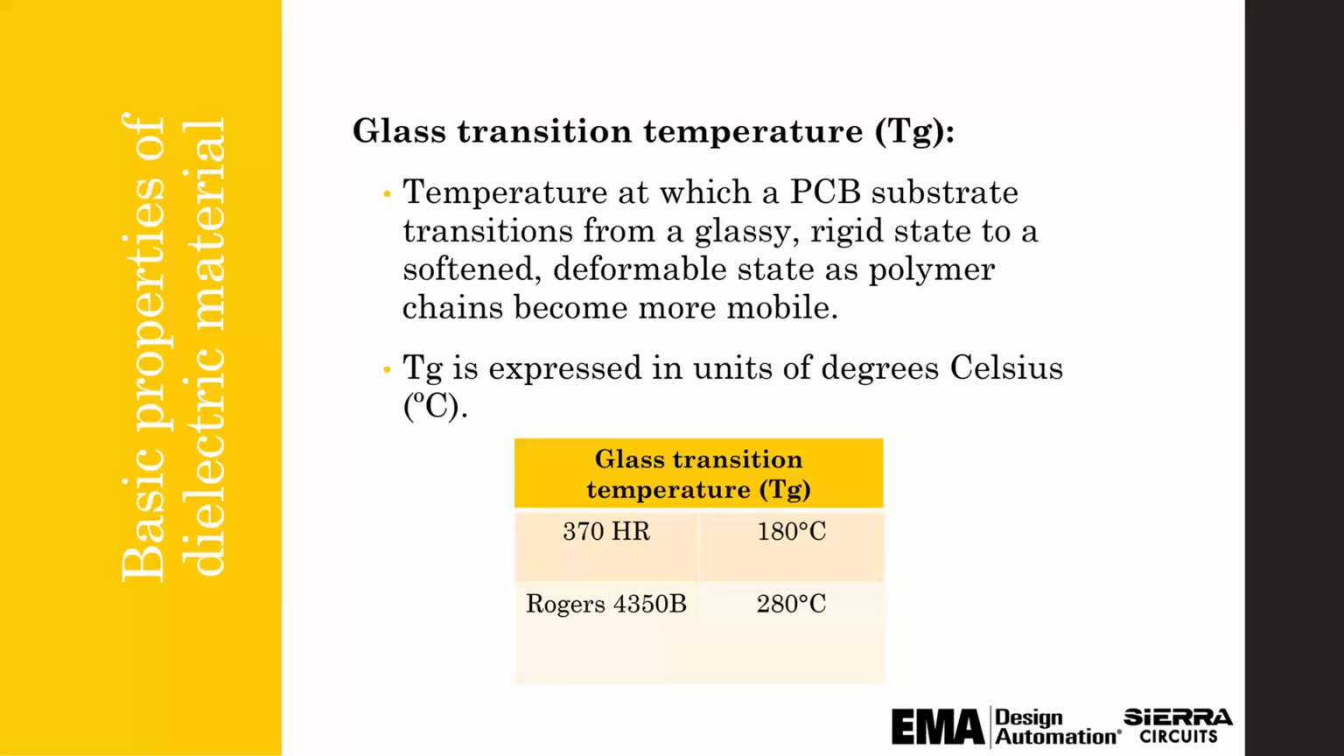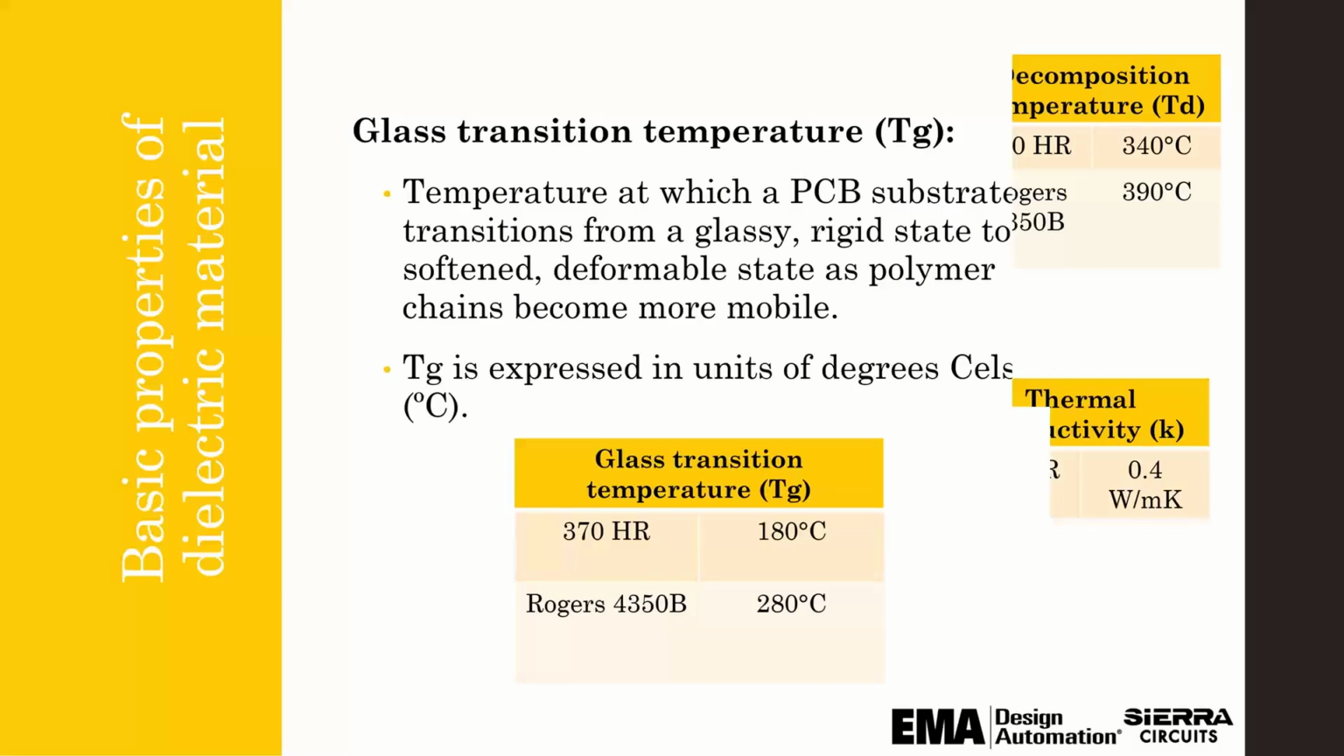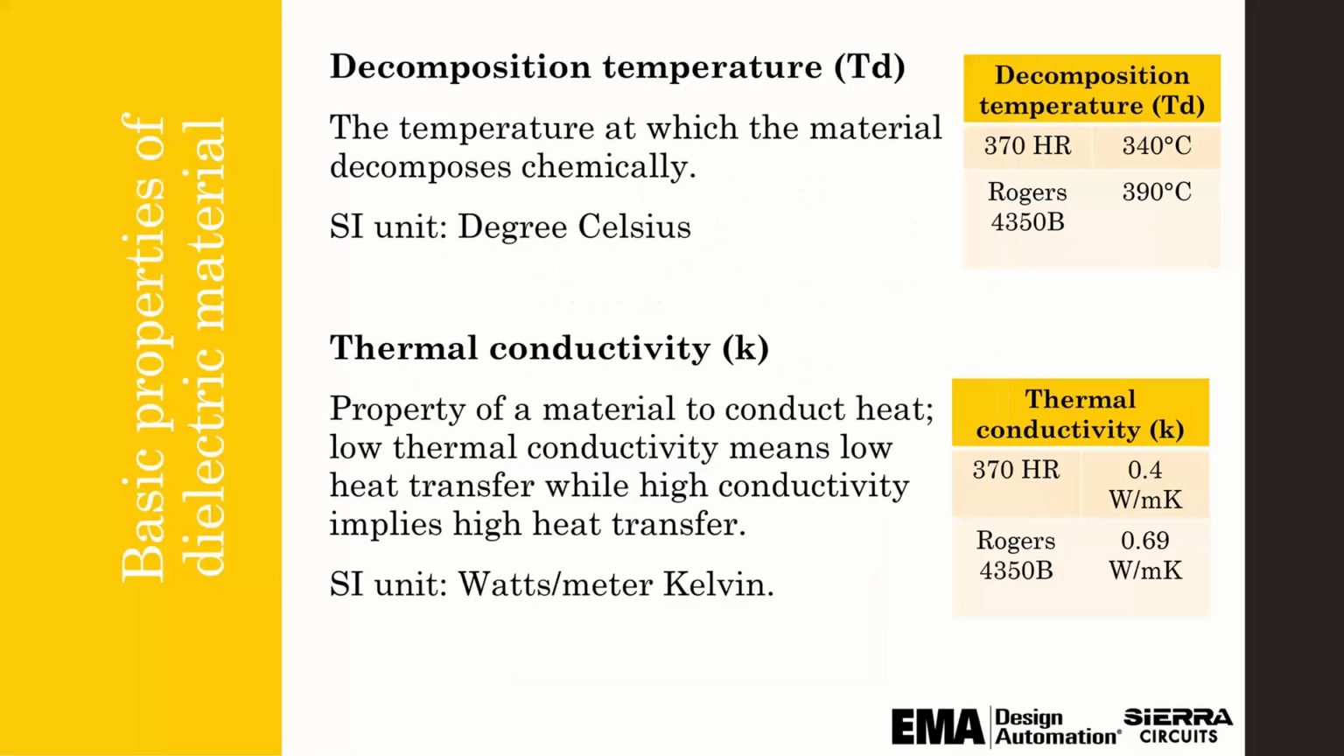So here are some basics. 370HR has a TG of 180. Rogers has a TG of 280. Next one is the decomposition temperature. So basically, at what temperature the material decomposes chemically. And so you can see again, like 370HR versus Rogers.